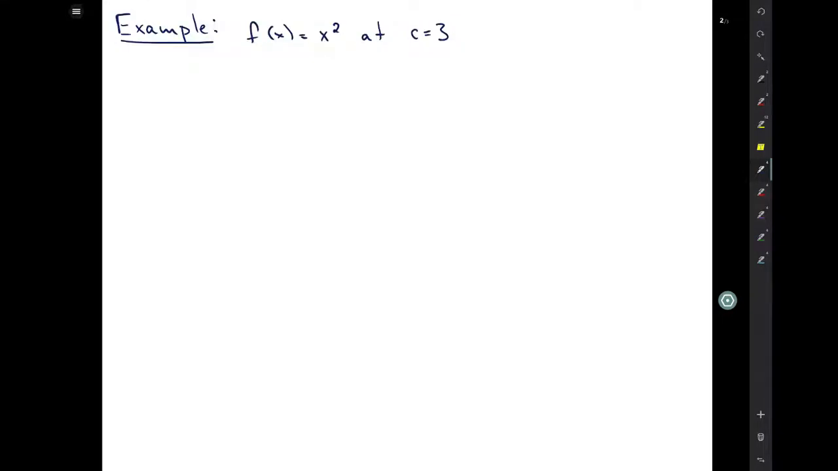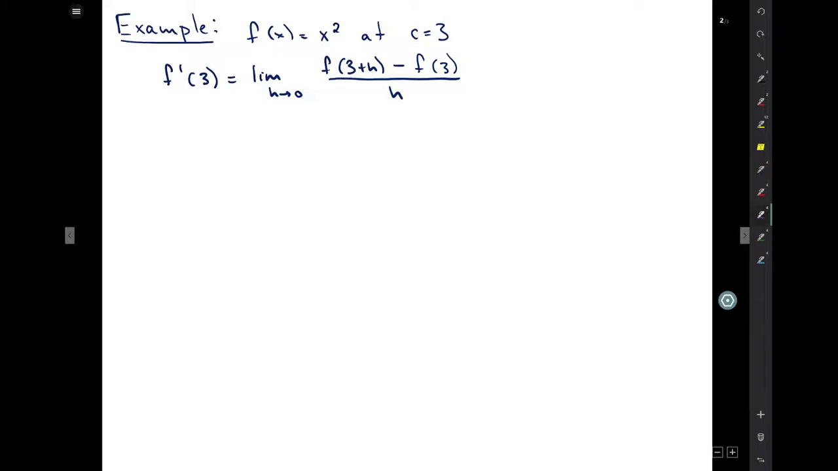So we are going to look at f of x equals x squared, and our point is going to be c equals 3. So again, what we're computing is f prime of 3, and this is accomplished as the limit as h goes to 0 of f of c plus h, so that's 3 plus h in this case, minus f of 3, divided by h.